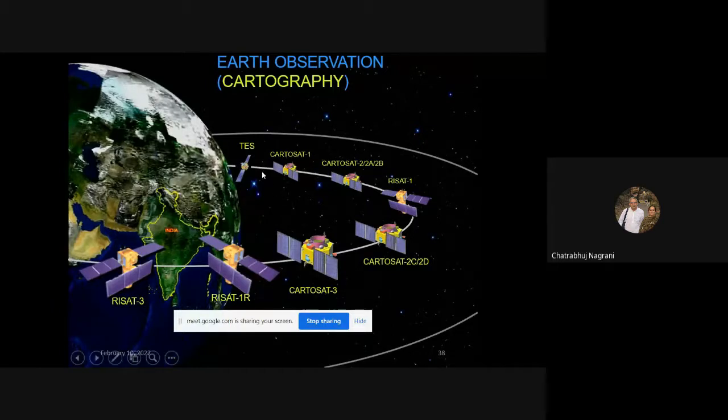But I saw our TES, that is Technology Experiment Satellite 2001, then Cartosat-1, Cartosat-2A, 2B, then RISAT which we launched last time and are now launching again, then Cartosat-2 C and D, Cartosat-3. RISAT-1R and RISAT-3 are yet to be launched. But these are the satellites which are already operating for cartography.